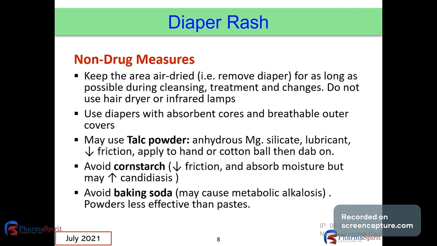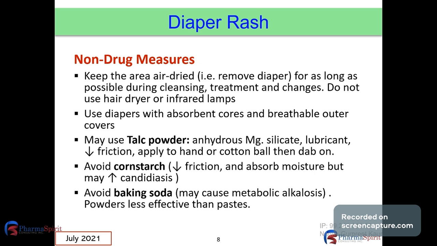Now we'll look at the non-drug measures for the management of diaper rash. And the non-drug measures are closely related to the risk factors we mentioned before. So you will notice that we are just trying to handle these risk factors and these triggers that can worsen diaper rash. So the first one we have is to keep the area dry.